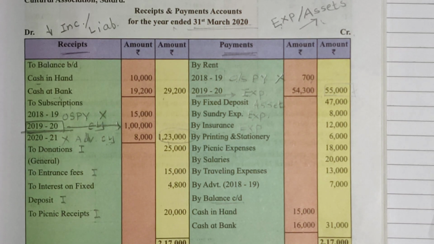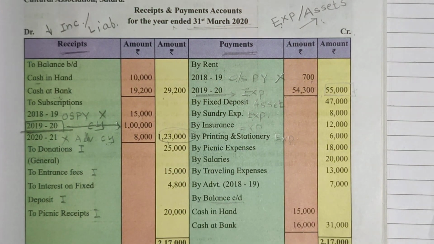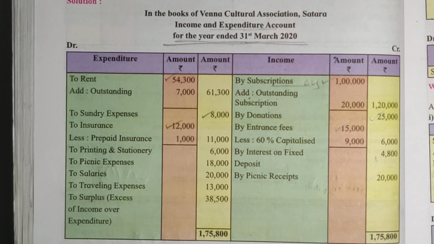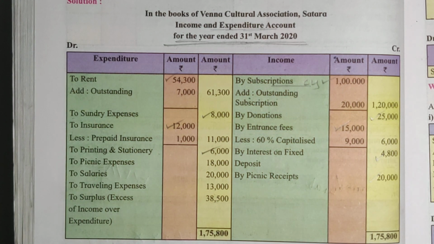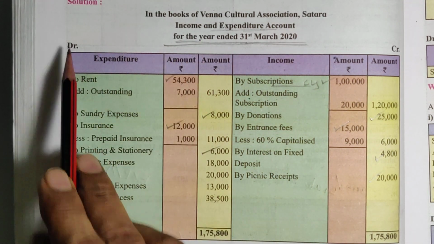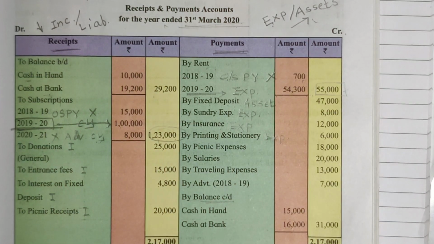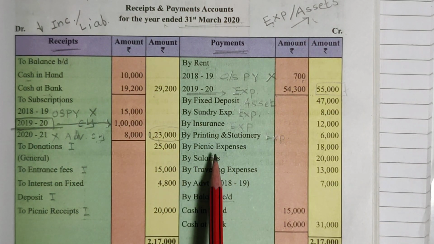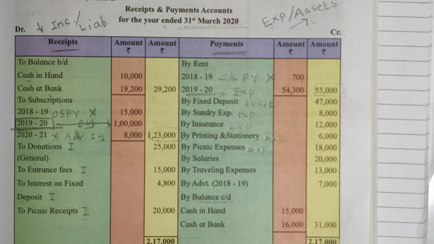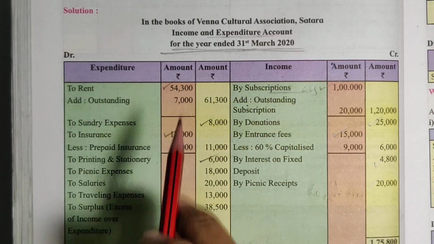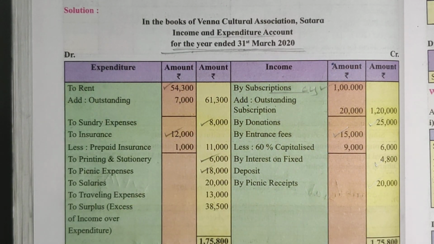Next payment is printing and stationery, expenditure side. To printing and stationery, rupees 6,000. Income and expenditure account, debit side. Next item, picnic expense, expenditure side. Income and expenditure account, debit side. To picnic expenses, rupees 18,000.